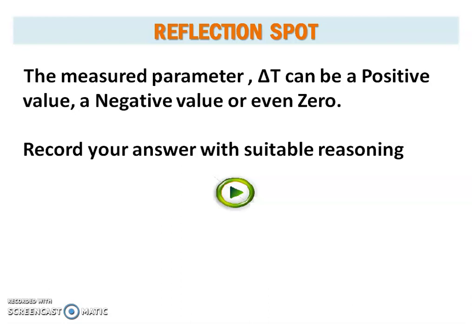So I hope all of you have recorded your answer, and here's my answer. Yes, delta T can assume any of the three values: positive, negative, or 0. If you remember, delta T is calculated as Ts minus Tr, so for all the conditions where the sample temperature is exactly the same as the reference temperature, delta T would be 0.